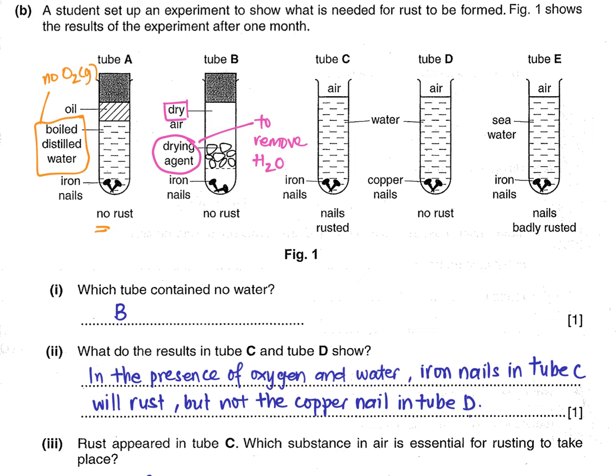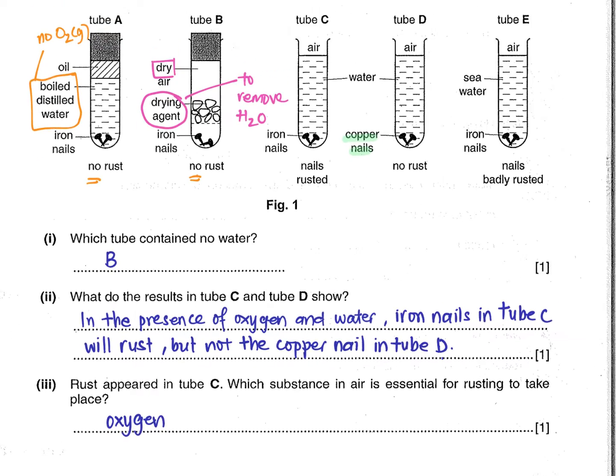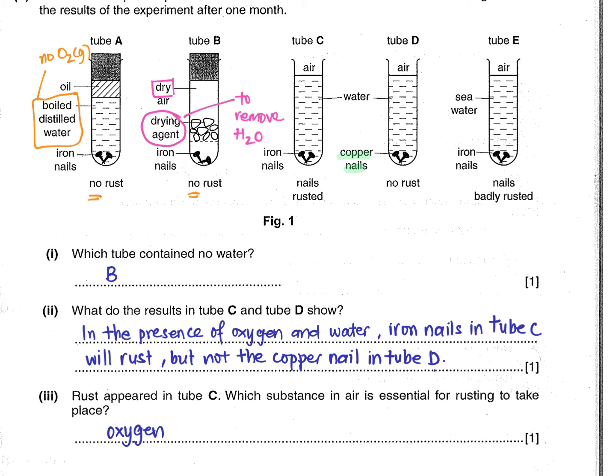So you can see that no rusting happens in your tubes A and B. Then your tube D has all the conditions, but what is different is that you are using a copper nail instead of iron. These are the reasons why you are asked different questions, so you must be able to link back to the diagram that you have seen. Between your tube C and your tube D, they have exactly the same conditions. The only difference, like what I pointed out, is one is an iron nail, one is a copper nail. From there, you realize that if you have all the conditions present, the only metal that will rust is iron. Copper will not rust.